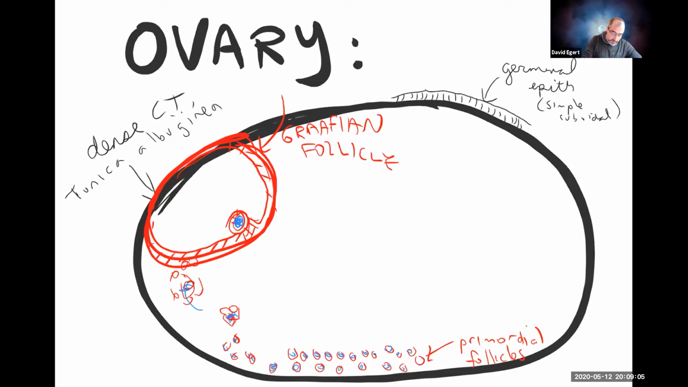Here's my little egg with its corona radiata. This is all fluid filled. This is all the antrum. And I should also mention at the beginning, as FSH is going up, a number of primordial follicles begin this journey, begin this development.